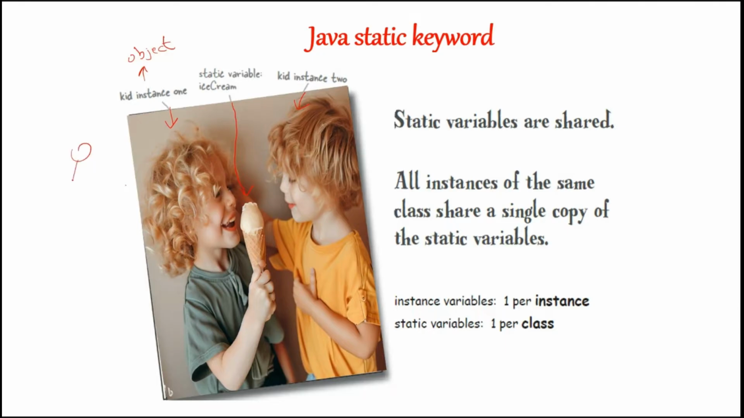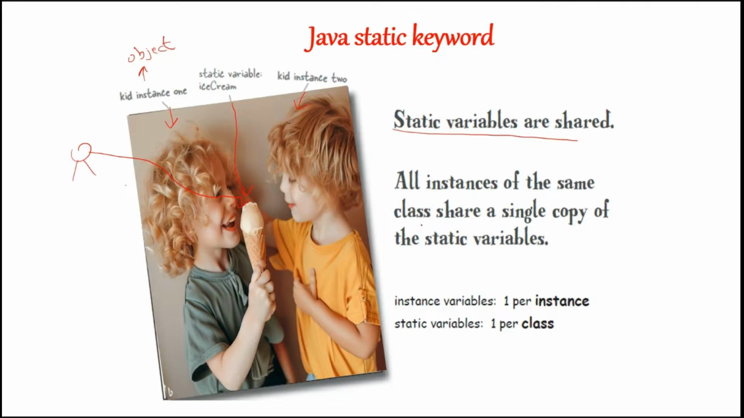So if you have another kid, he or she can also share this. This way, you have some properties which are personal, for any kid or for any object, but there are some variables which are shared. So static variables are shared. That's the main reason for creating a static variable.